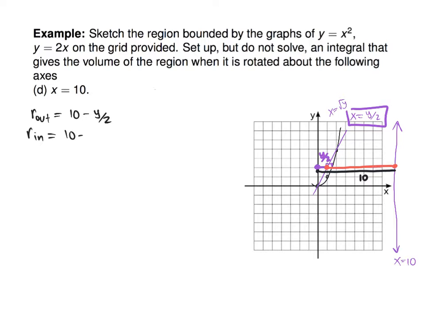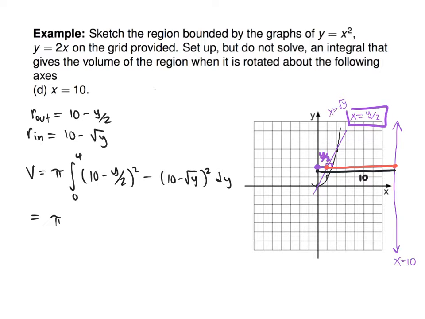10 minus root y. Okay, what are your bounds? 0 to 4. 10 minus y over 2 squared minus 10 minus root y squared, dy. Oh man, I said I'd simplify, so there you go.